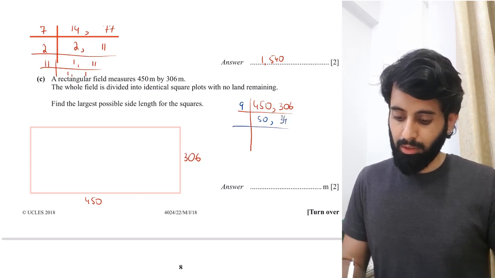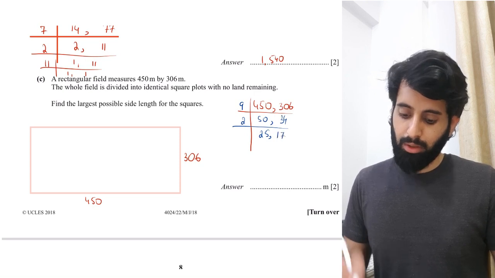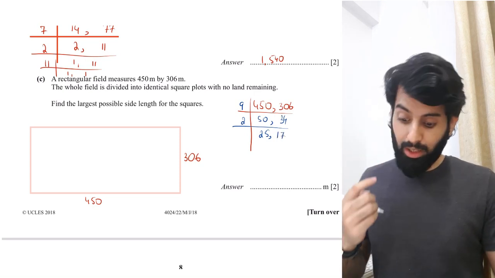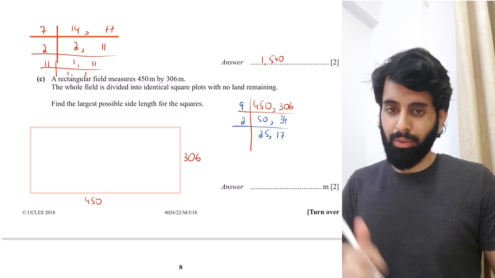And now since they're both even, that means I can very conveniently divide them by 2. 50 divided by 2 is 25, 34 divided by 2 is 17. At this point, however, there is no number which is a common factor of 25 and 17.